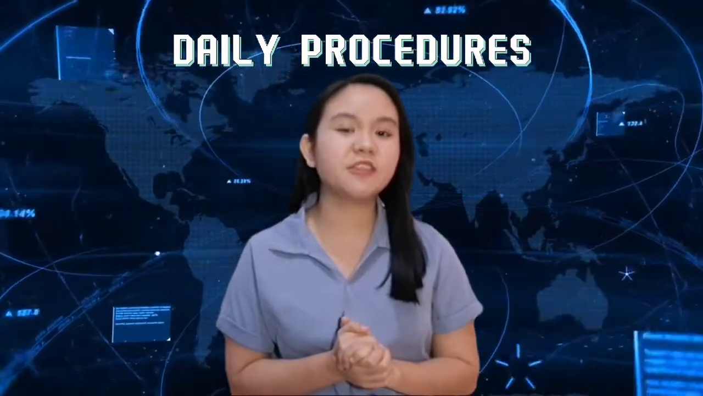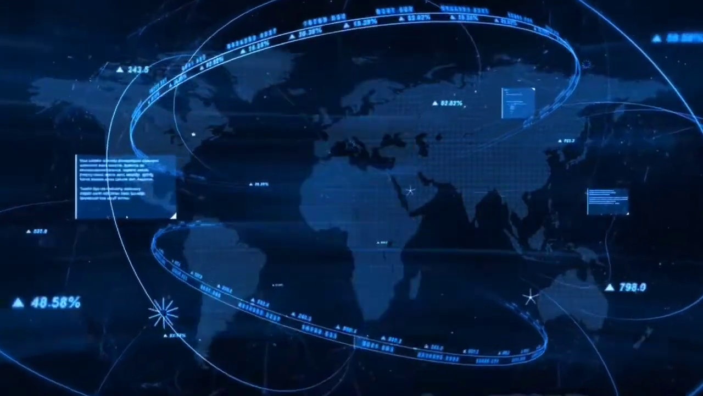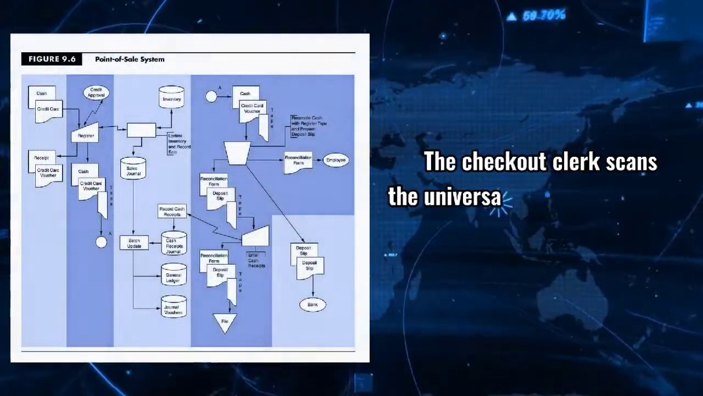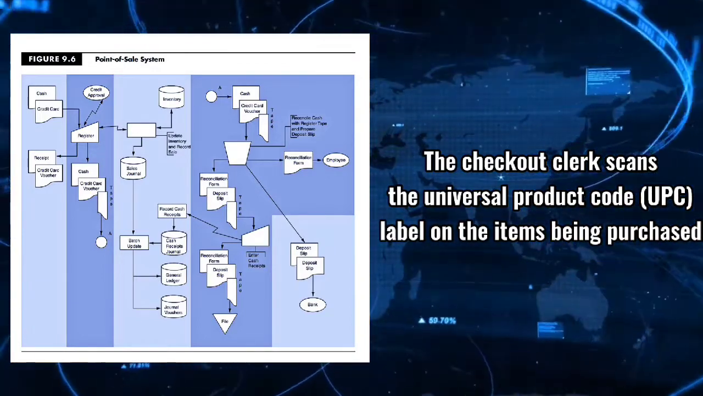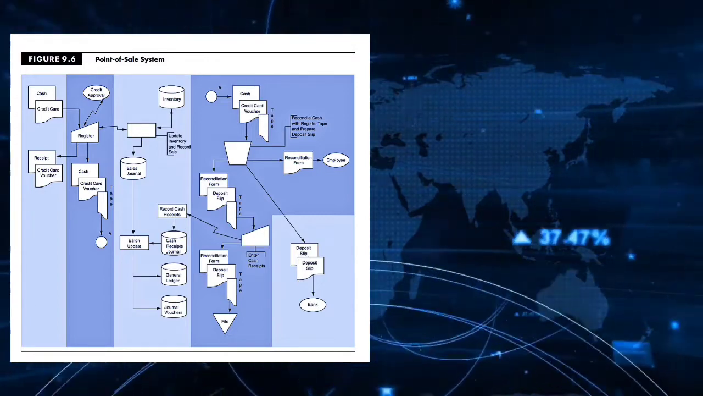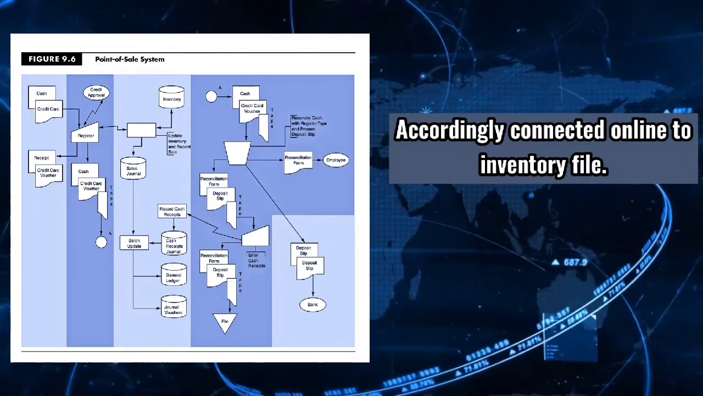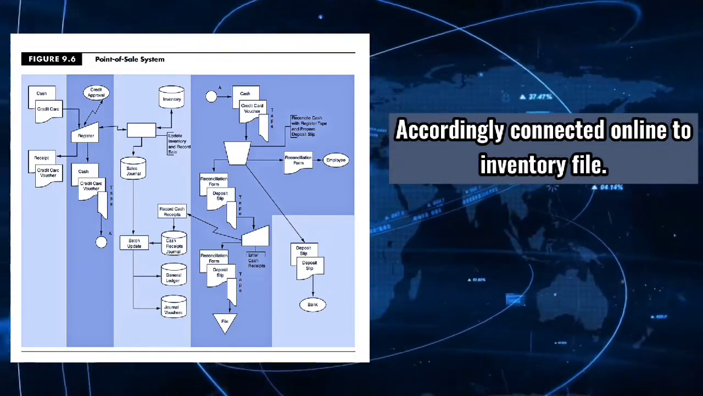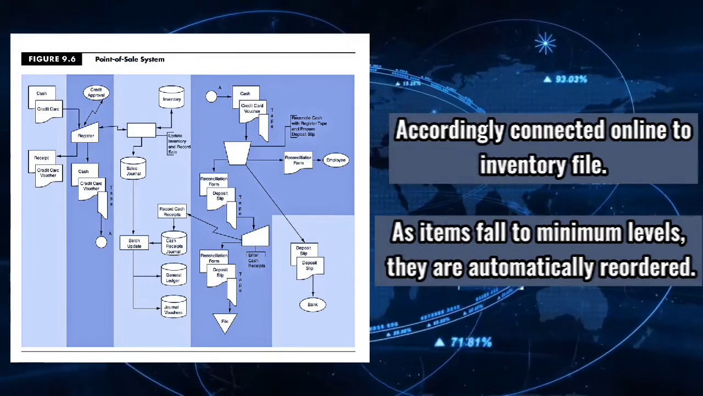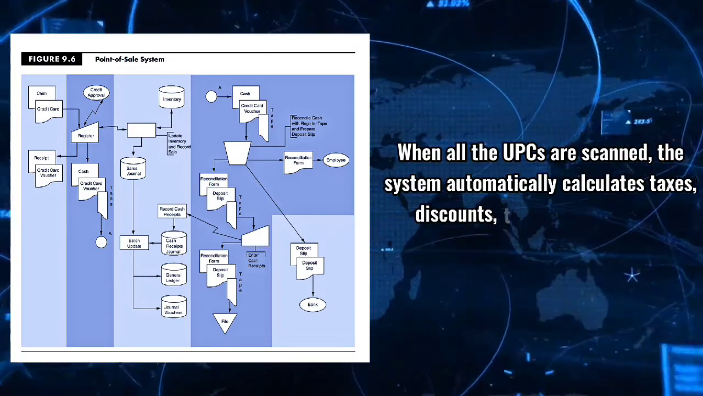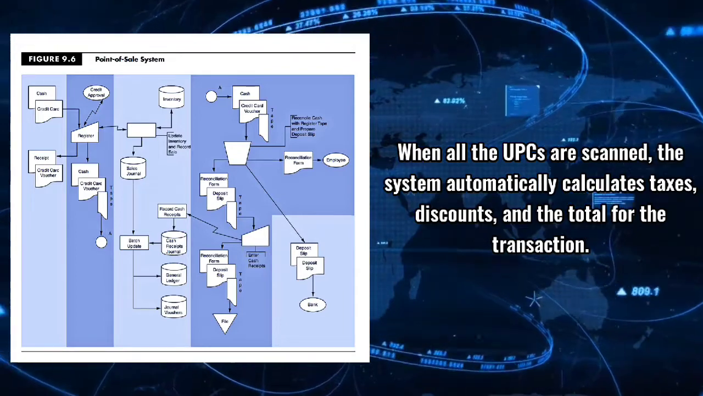To dig deeper into how the POS system works, let us discuss the flowchart shown on the screen. First, the checkout clerk scans the Universal Product Code, or UPC label, on the items being purchased with a laser light scanner. The system is connected online to the inventory file, from which it retrieves product price data and displays this on the clerk's terminal. As items fall to minimum levels, they are automatically reordered. When all the UPCs are scanned, the system automatically calculates taxes, discounts, and the total for the transaction.